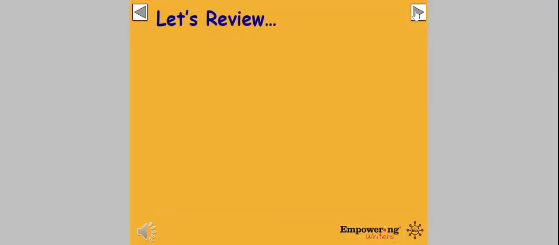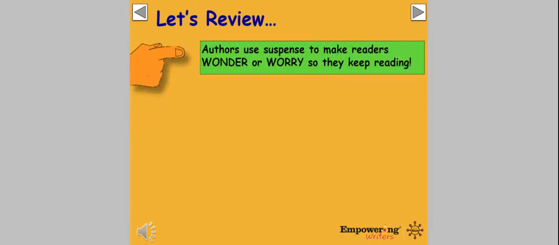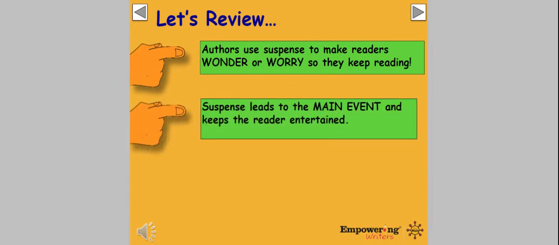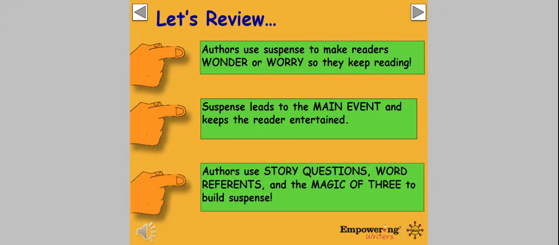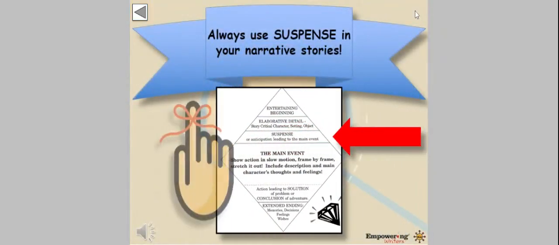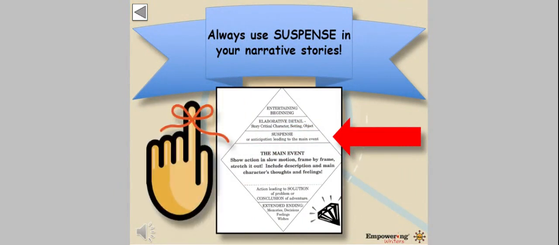So let's review. An author will use suspense to make a reader wonder or worry so that they keep reading. Suspense leads right to the main event and, of course, keeps the reader entertained. An author can use story questions, word reference, or the magic of 3 to build suspense. All good authors use suspense in a narrative story. Your teacher will give you an opportunity to practice each one of these techniques so that you can build suspense in your story too.